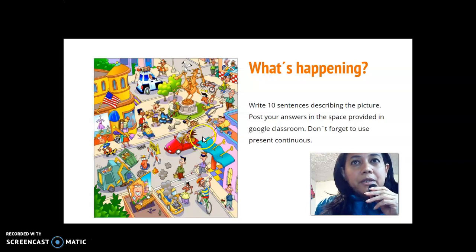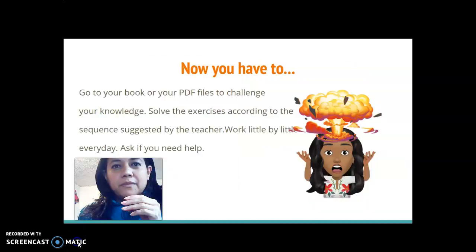Right? To do this exercise, you have to write 10 sentences describing the picture. I am going to leave you a space in Google Classroom for you to answer this part. Don't forget to use the present continuous. Okay, now to finish this part, you have to know the activities that you have to do. I have divided the PDF files to help you divide the work. The idea is not that you work all the files in one day, but you try to divide the work.